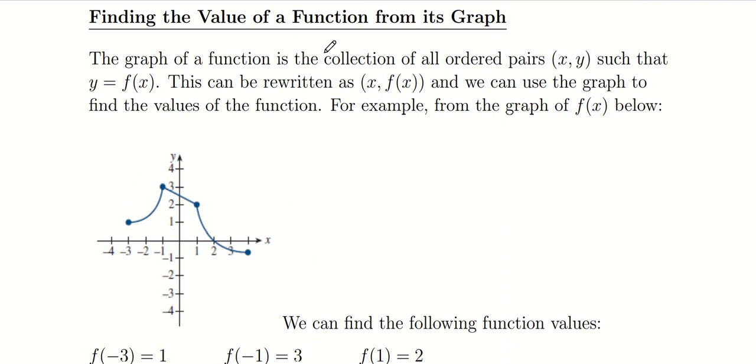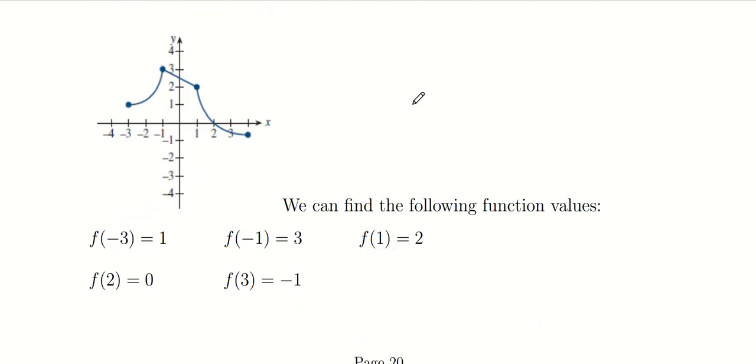The graph of a function is the collection of all ordered pairs of the form x comma y such that y is equal to f of x. As we've seen before, we can write these ordered pairs now as x comma f of x using our function notation. Let's look at an example. For example, let's suppose that this is the graph of some function. Let's say it's y equals f of x.